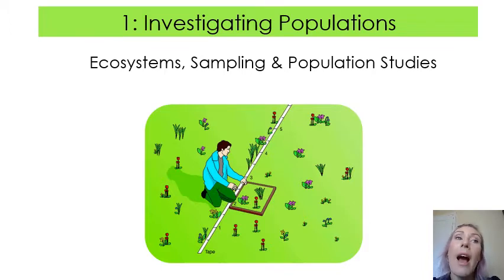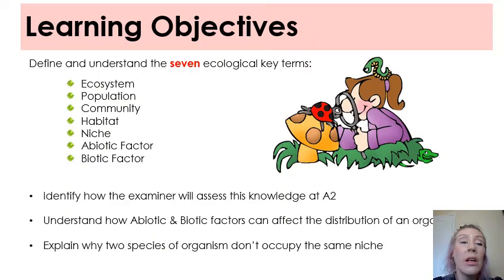Okay, and today in this video we're going to concentrate on the 7 ecological key terms. Okay, so you've seen those within the specification as we read through. The ecosystem, population, community, habitat, niche, abiotic factors and biotic factors. Now, as we learn all the definitions and explore those, we want to then enable you to see how the examiner will assess you on those key terms. Okay, so that will mainly be in paper 2 of next year.